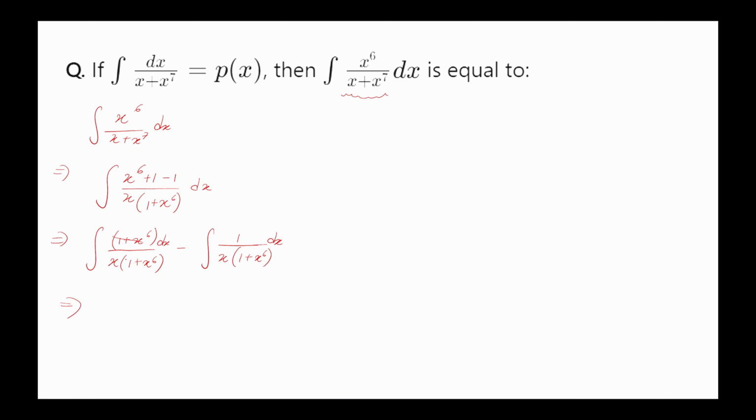So here, 1 plus x to the power 6, 1 plus x to the power 6 gets cancelled out. Integration of 1 by x dx becomes simply ln of x minus, now I have 1 upon, now I can simply multiply my x inside this bracket. I would have x plus x to the power 7. Now this integration, they've given us that it is px. Now I'll also add a constant of integration at the end as well. So this is my answer. So this becomes the integration of x to the power 6 upon x plus x to the power 7. So this is my answer.